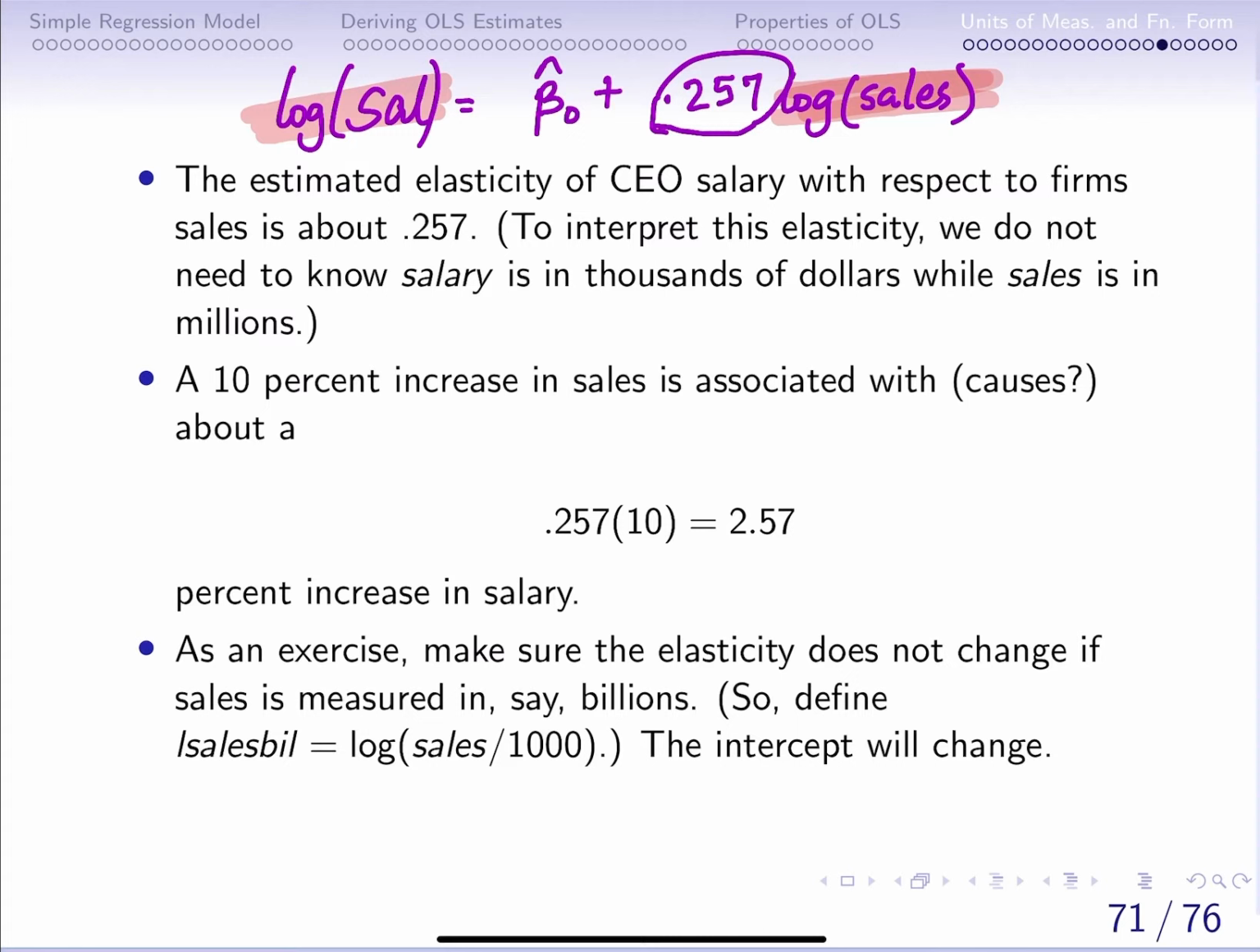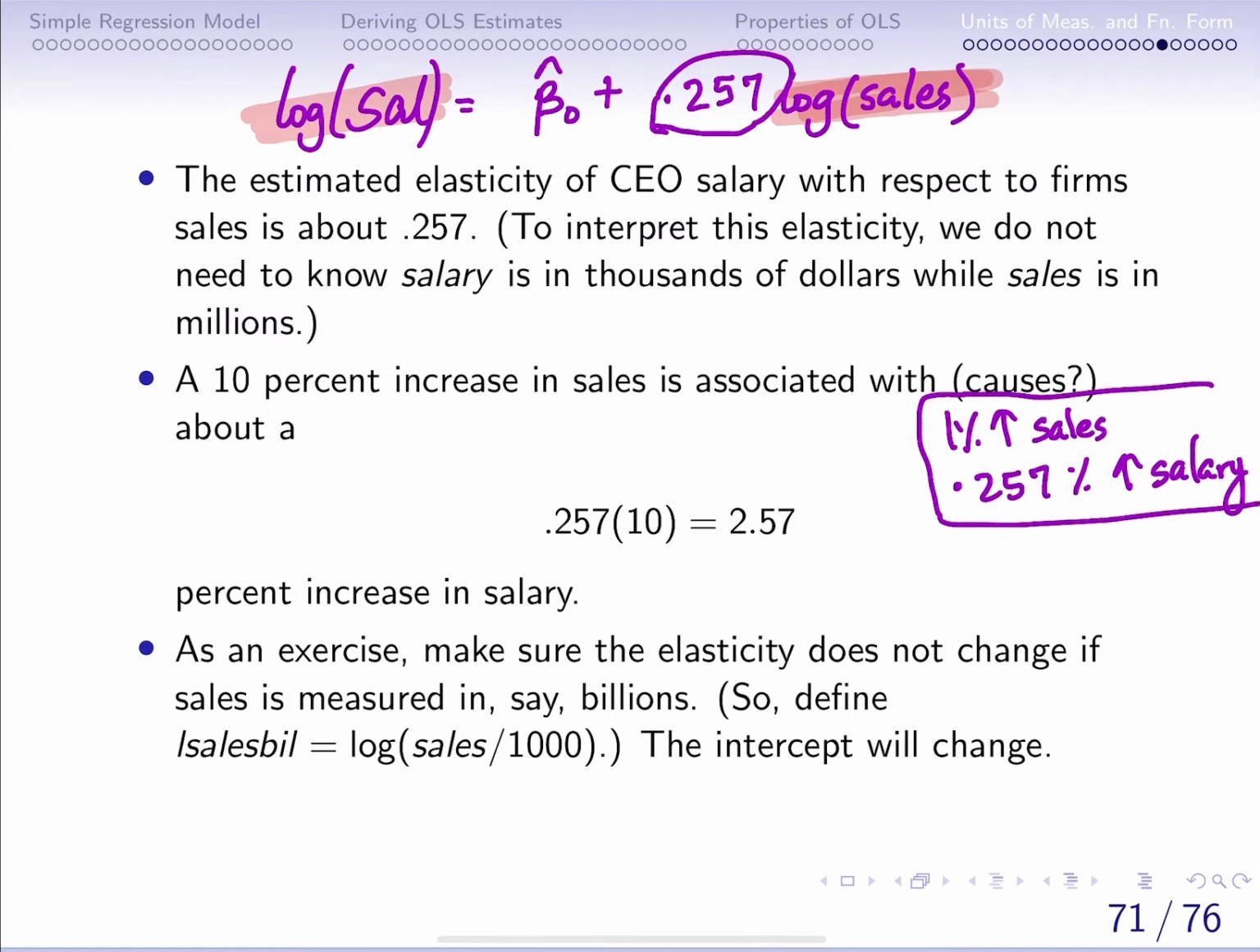To interpret this elasticity, we don't really care about what the units of salary or sales are. Whether salary or sales are measured in dollars, units, millions or billions, we don't care about that, okay? So the interpretation here would be in percentage changes. One interpretation of this 0.257 is that a 1% increase in sales would be associated with a 0.257% increase in salary on average, ceteris paribus.